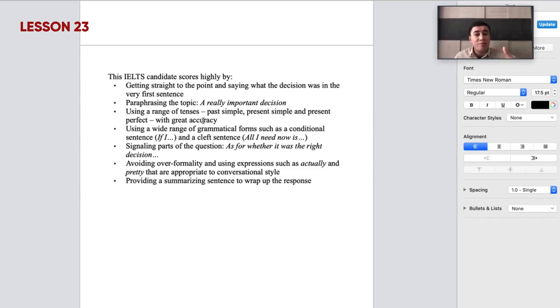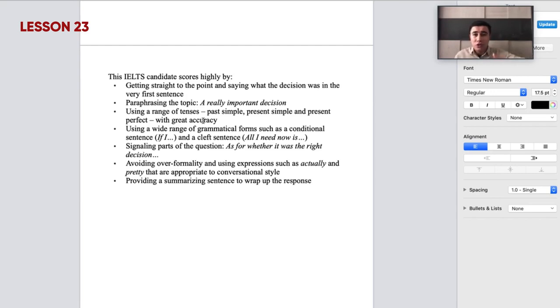Using a wide range of grammatical forms such as conditional sentence, "if I", and a cleft sentence, "all I need now is", and of course signaling parts of the question as for "whether it was the right decision", and avoiding over formality and using expressions such as "actually" and "pretty" that are appropriate to conversational style. Providing a summarizing sentence to wrap up the response is very important because you might be talking, but if you don't sum up all your ideas, it's not going to end well for you.